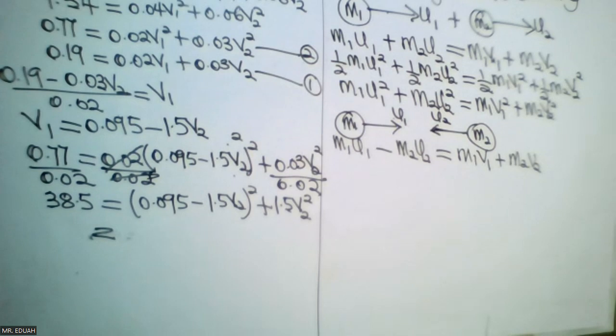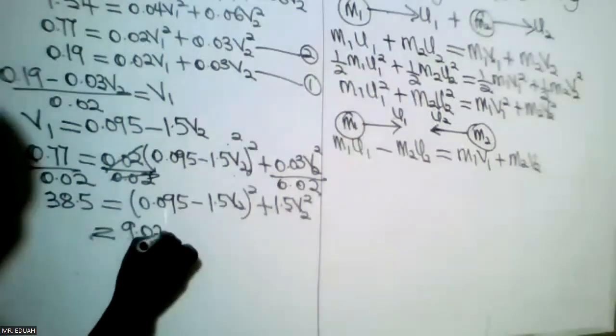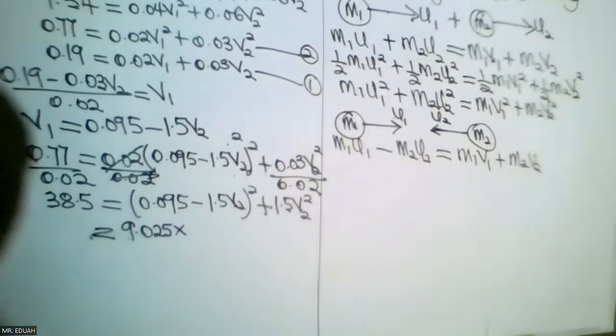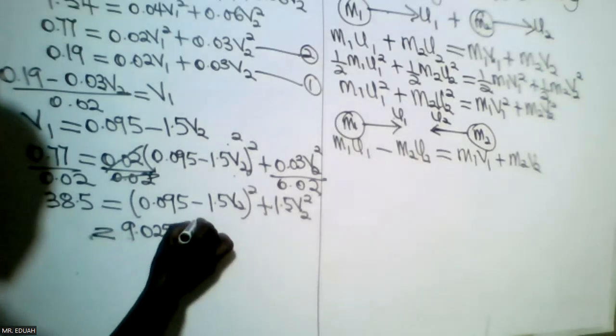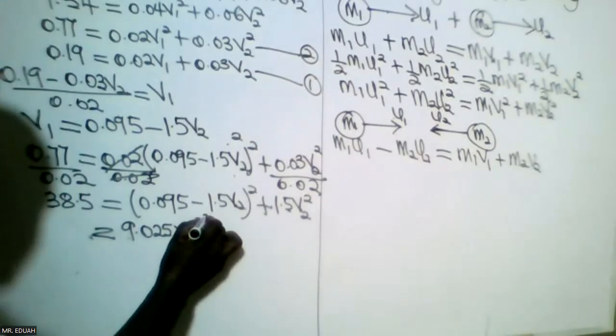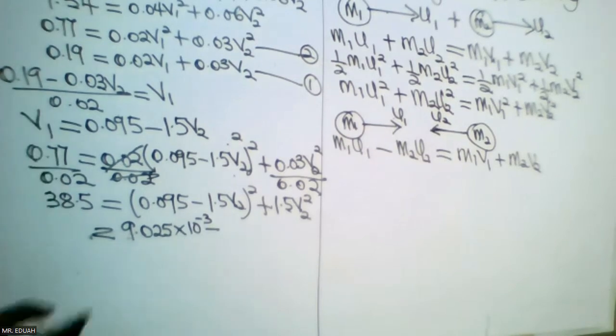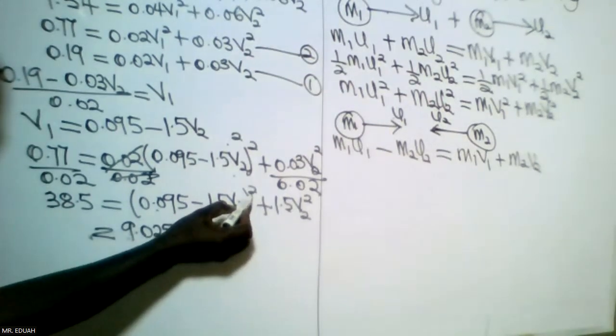Zero point zero nine five squared is 9.025 times 10 to the power negative 3. Then minus, then 2 times, multiply this by this, and multiply the result by 2.